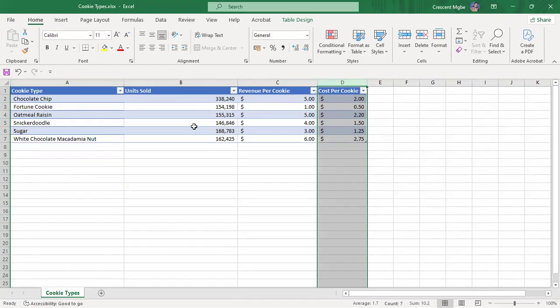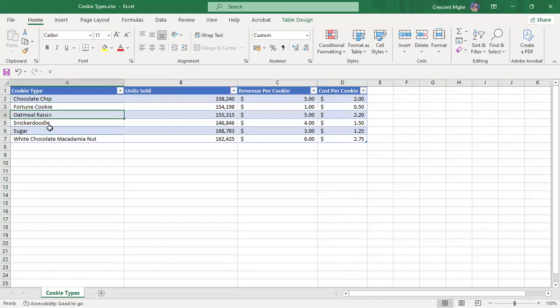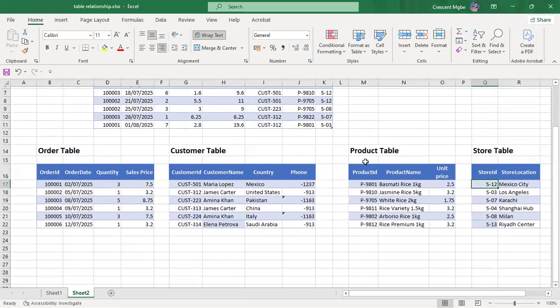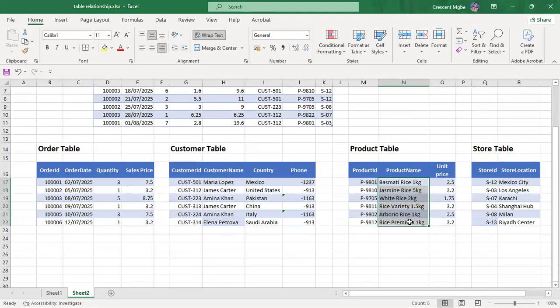So this business sells cookies, actually. Just like the smaller table I showed you, where they sell different types of rice, these people sell different types of cookies: the chocolate chips, the fortune cookies, the oatmeal raisin, the snickerdoodle, the sugar, and the white chocolate macadamia nuts. Now, they don't sell anything else. If you observe the previous table we used, you can see that these are the only products that they sell.